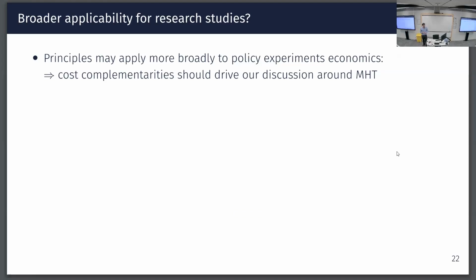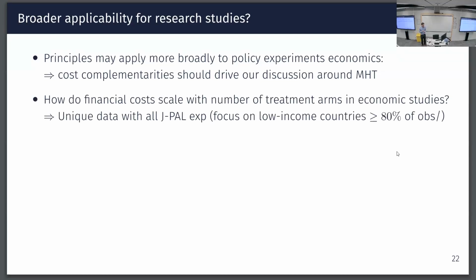What about broader applicability for research studies? So in principle, some of these comments may more broadly apply to policy experiments in economics. And here we're really thinking about applications where there is an NGO which may collaborate closely with the researcher. And so GiveDirectly is one example, where GiveDirectly is this NGO providing a cash transfer program to the poor.